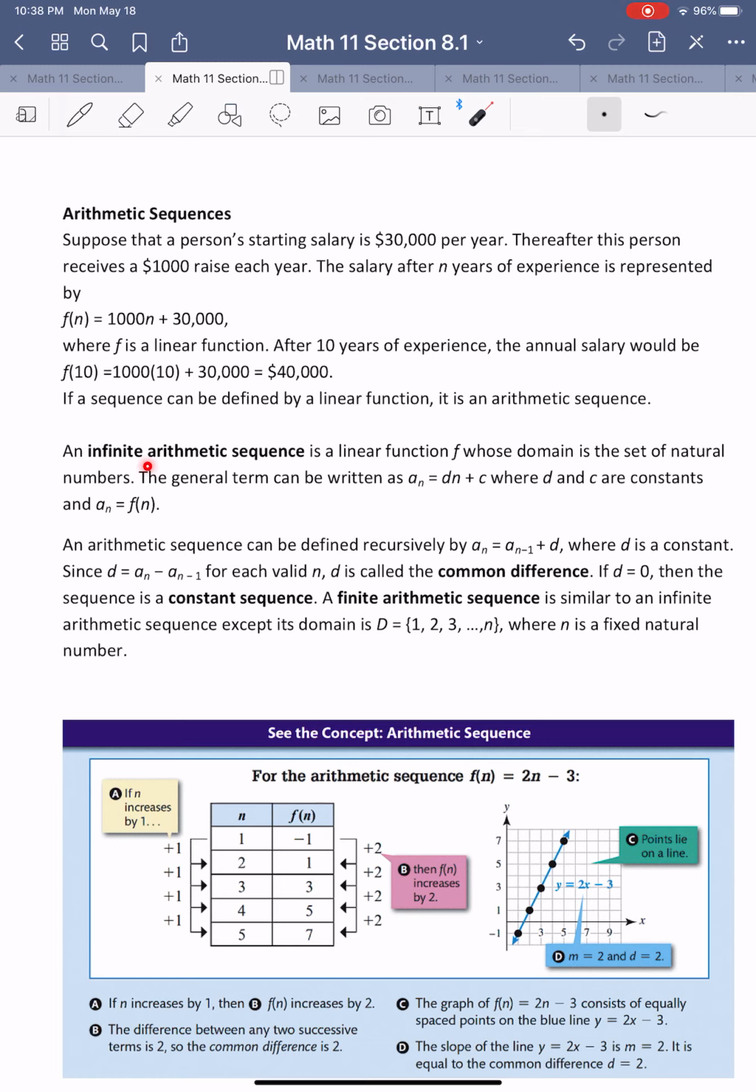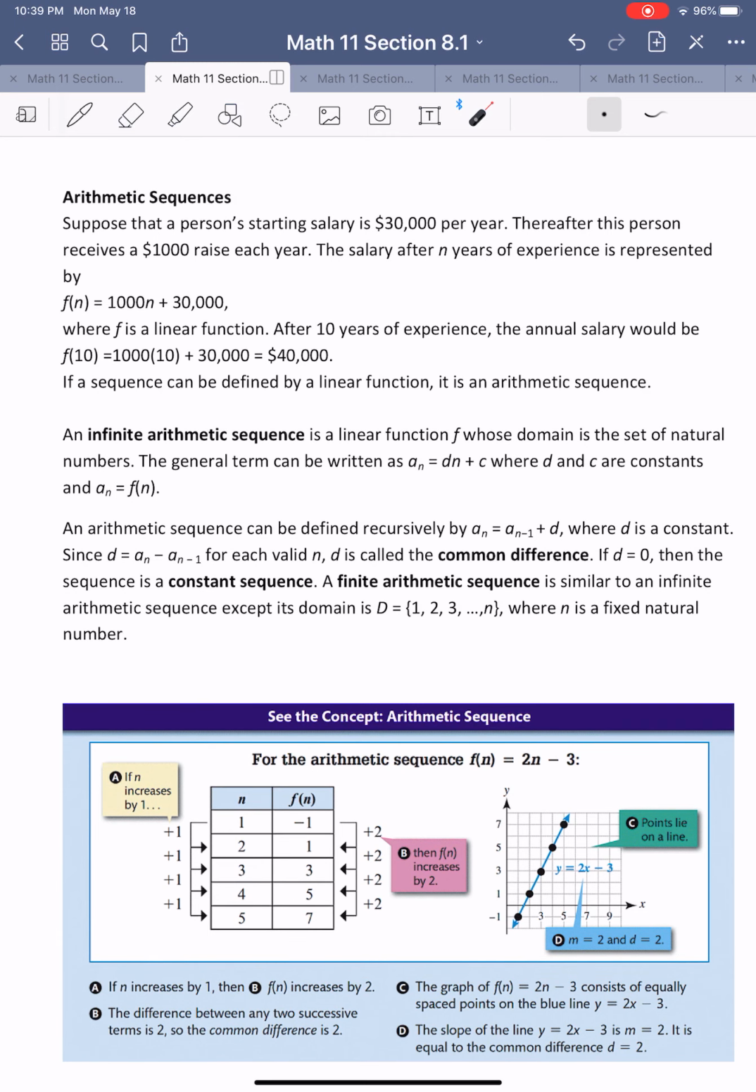So an infinite arithmetic sequence is a linear function f whose domain is the set of natural numbers. The general term can be written as a sub n equal to dn plus c, where d and c are constants, and a sub n equals f of n. So an arithmetic sequence can be defined recursively too. And then d is a constant term that can be increased or decreased. In order to find the common difference, you can just subtract two consecutive terms, the right one minus the left one, okay? And this d we call the common difference.